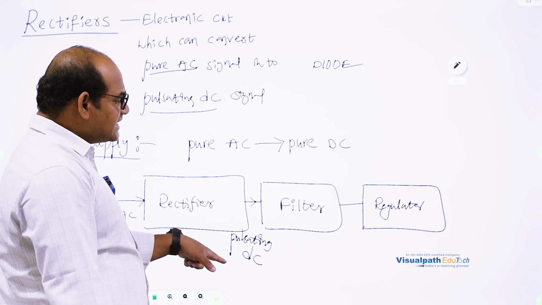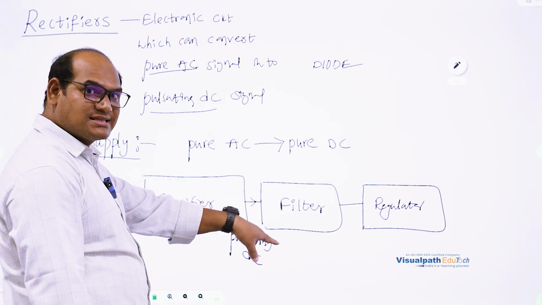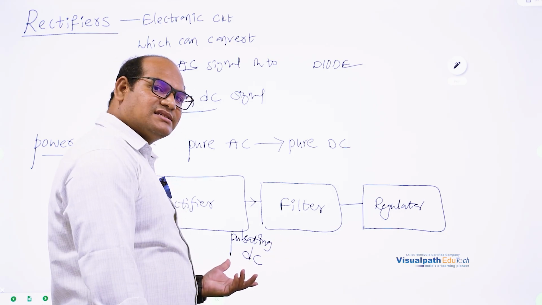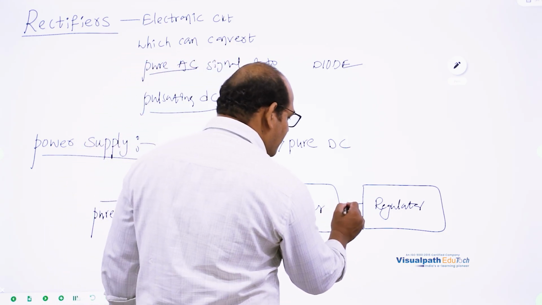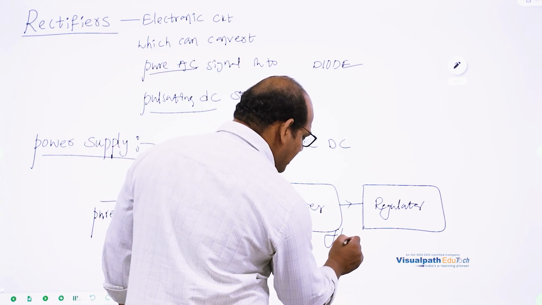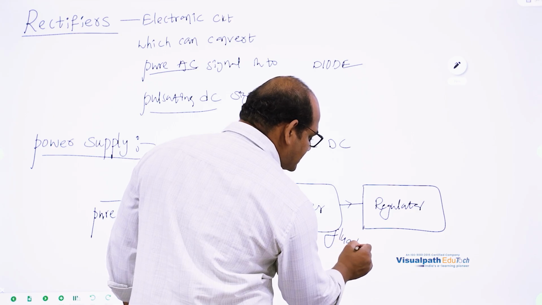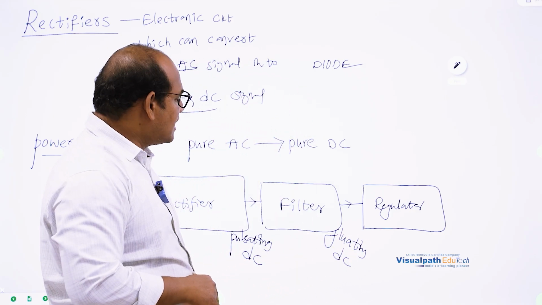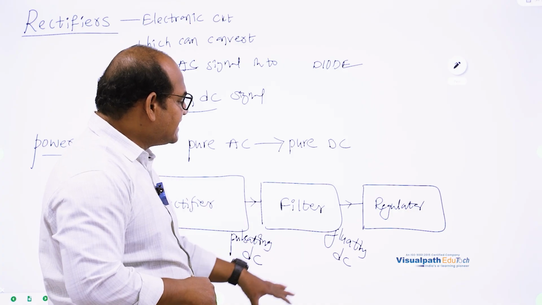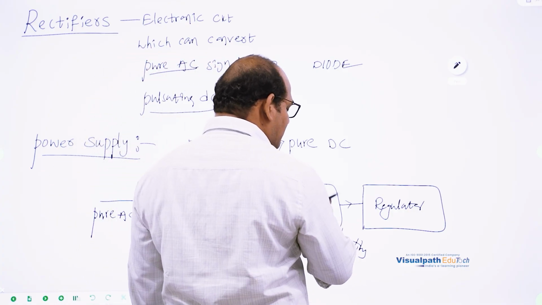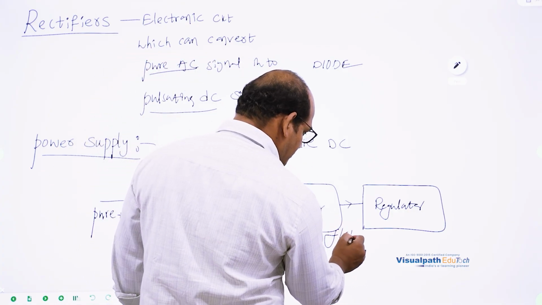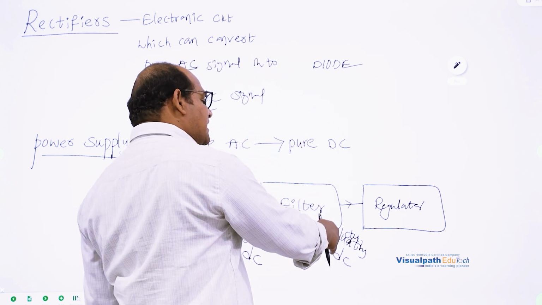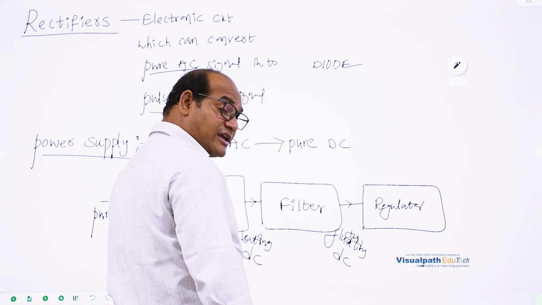That pulsating DC should be given to the filter as the input. So the filter input is nothing but pulsating DC. The filter output will be fluctuating DC. Here also we will not get complete DC; we will get fluctuating DC at the output of the filter. And this fluctuating DC signal will be given as the input to the regulator.